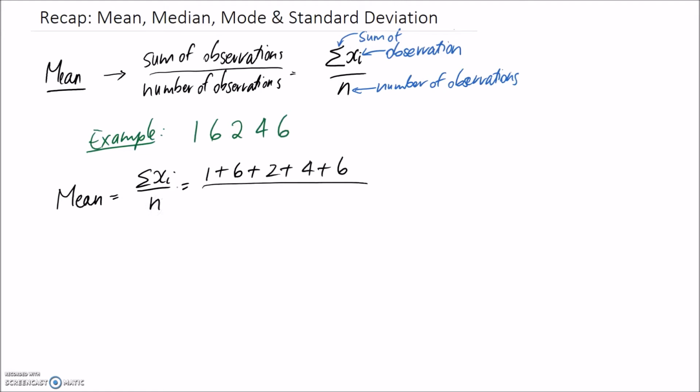And then we're dividing by n, which is the number of observations. So we've got 1, 2, 3, 4, 5. Alright, so if we add up the numbers on the top line here, I think it comes to 19. We've got 5 on the bottom line, and if we put that in a calculator, we end up with an answer of 3.8. So that's going to be the mean for that set of data, 1, 6, 2, 4, 6.